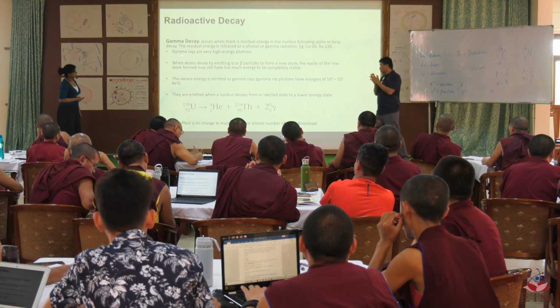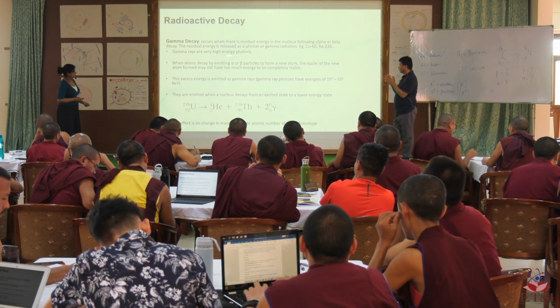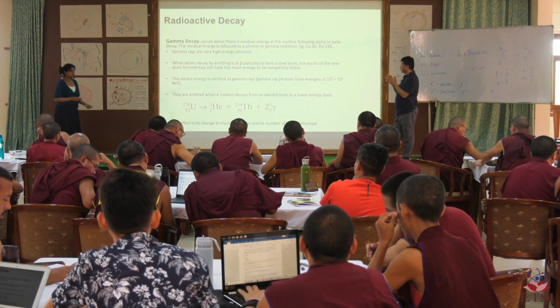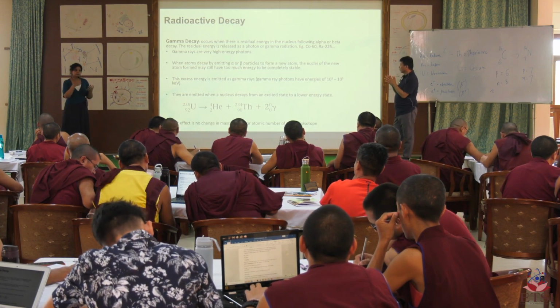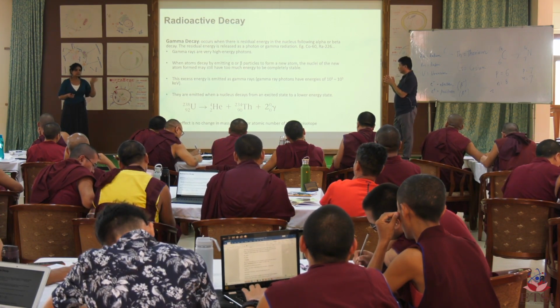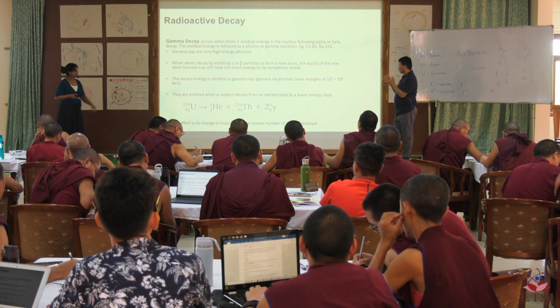So these gamma rays are very high energy photons, and it is always after an alpha or the beta decay happens. Sometimes if there is leftover energy, gamma decay happens.